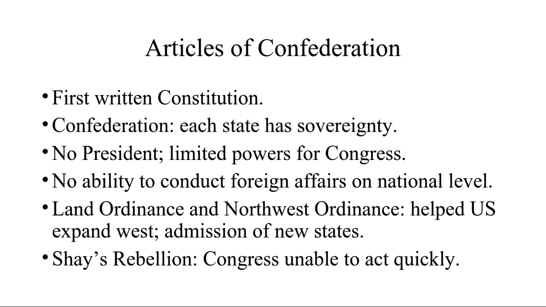We can think of the Articles of Confederation as somewhat similar to the modern day United Nations. Each country has a vote, but it has its own rules, its own currency, its own language, and so on. So each state had sovereignty. Each state had the right to pass its own laws, which obviously makes things a bit complicated.